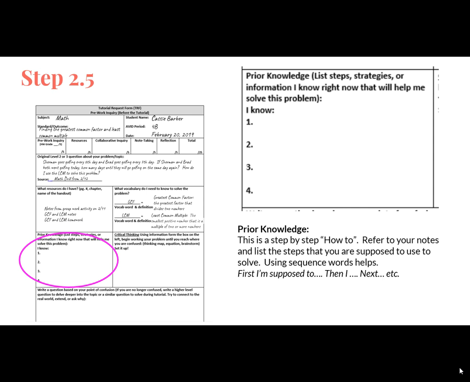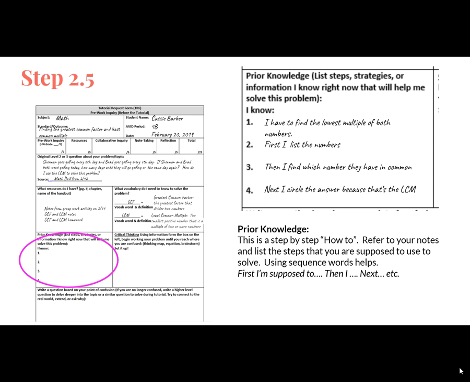The best way to do it is to use sequencing words. First, I'm supposed to, then I, next. So for example, first I have to find the lowest multiple of both numbers, and then I have to list the numbers, find which number they have in common, and then circle the answer because that's the least common multiple.